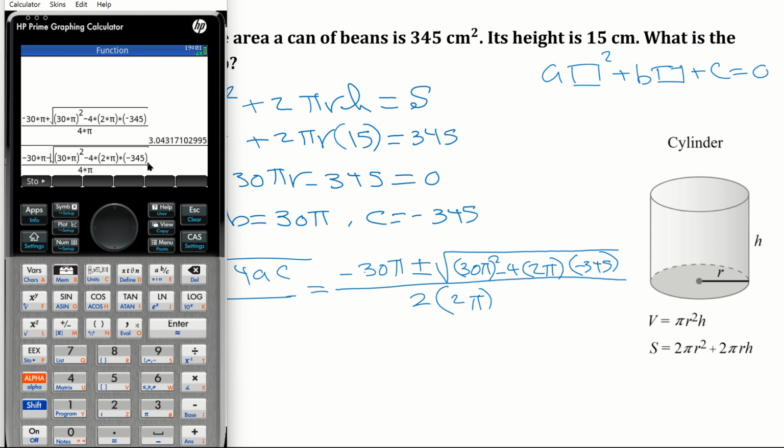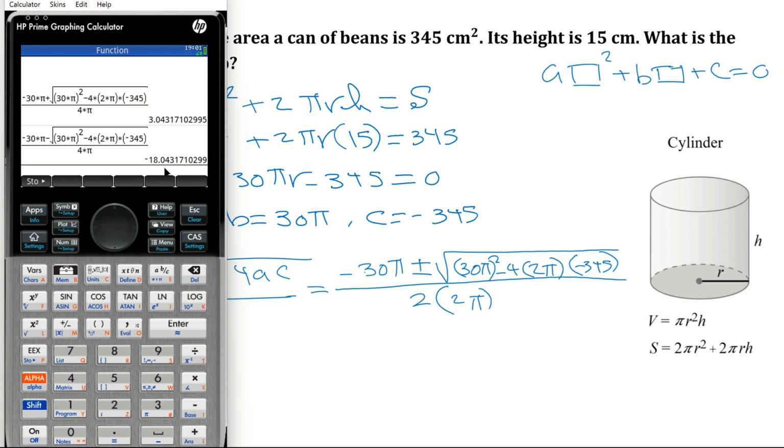So now you're going to calculate the minus case, okay? We notice that the minus case gives us a negative radius, which is impossible. You can't have a negative length, right? So the only possible answer is this one that we're going to take, and if we round it to the nearest hundredths, it'll be 3.04. That's what we will use.